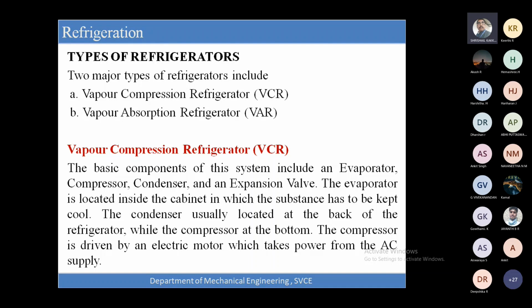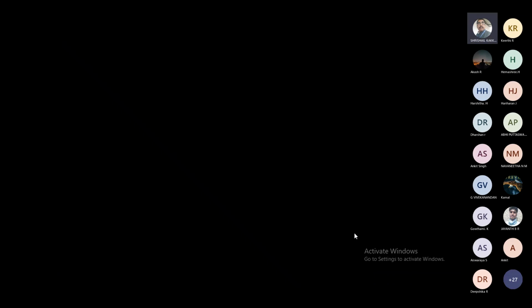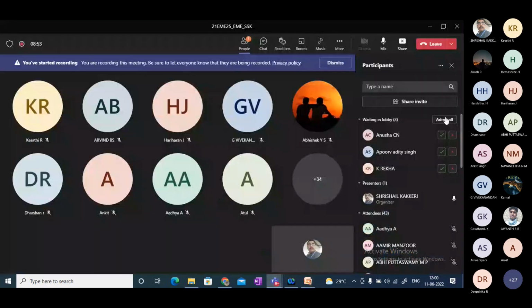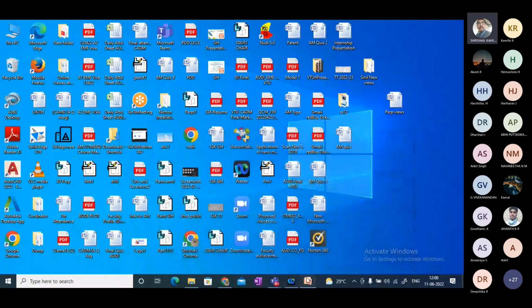In the refrigeration system, we have two types of refrigeration. One is vapor compression refrigeration and another one is vapor absorption refrigeration. So you should not get confused. In the vapor compression refrigeration circuit, there will be a compressor. In the vapor absorption refrigeration system, there will be an absorber. These are the two things we need to remember.